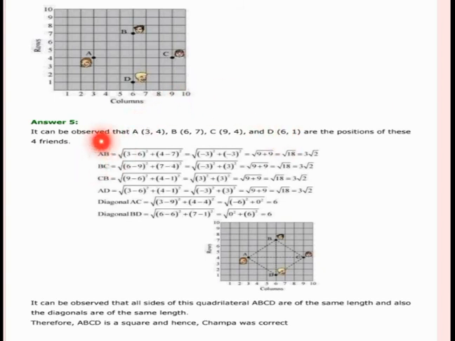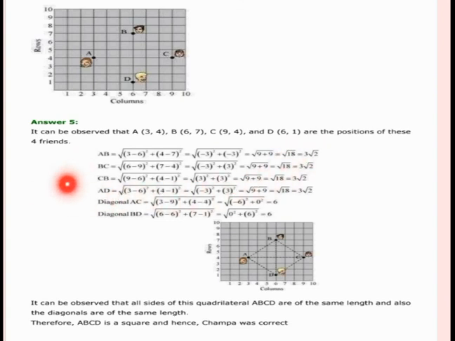Find the distance AB using the distance formula. Under root (x1 minus x2) whole square plus (y2 minus y1) whole square. So (3 minus 6) whole square plus (4 minus 7) whole square. After solving we will get 3 root 2. Similarly for B and C points, (6 minus 9) whole square plus (7 minus 4) whole square. 6 minus 9 is minus 3 whole square, 7 minus 4 is 3 whole square. You will get 3 root 2.